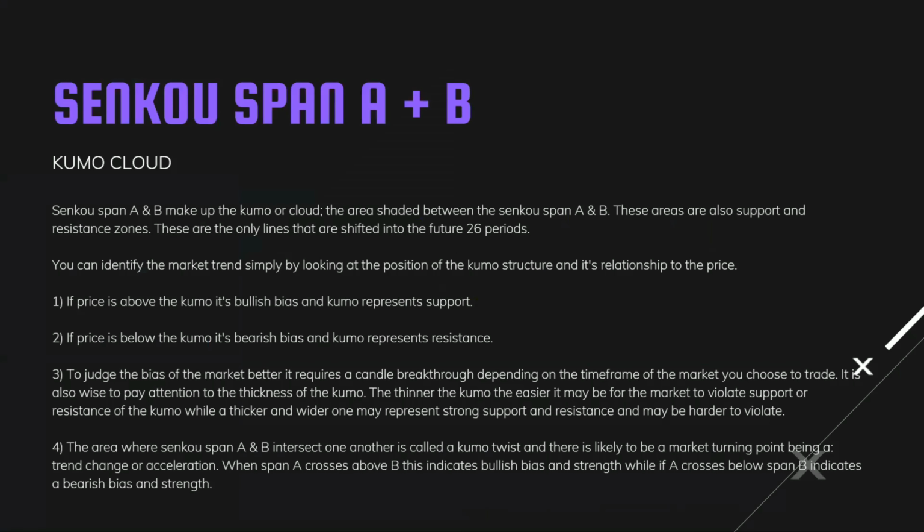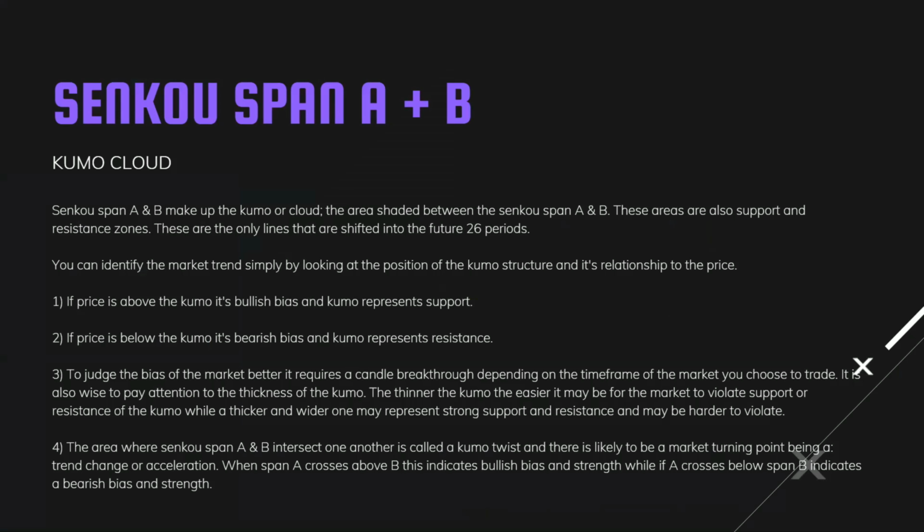So moving on to the Senkou spans, the span A and B, which form the Kumo Cloud, all right? Senkou span A and B make up the Kumo Cloud, or cloud. The area shaded between the Senkou span A and B, these are the areas also known as support and resistance zones as well. These are the only lines that are shifted 26 periods into the future, all right?